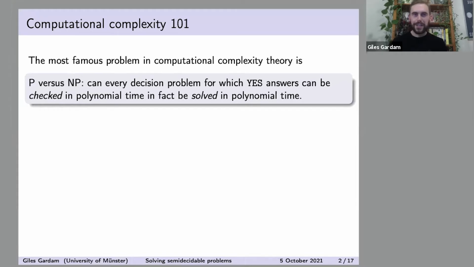When I say computational complexity, we start talking about algorithms, maybe the first thing that comes to your mind is the famous P versus NP question. This asks, can every decision problem, so a question where we have some input and our algorithm needs to answer yes or no, for which the yes answers can be checked in polynomial time, in fact, be solved in polynomial time? When I say checked, I mean, if we have the answer in some sort of certificate that verifies the answer, is that something that our algorithm can check in polynomial time?